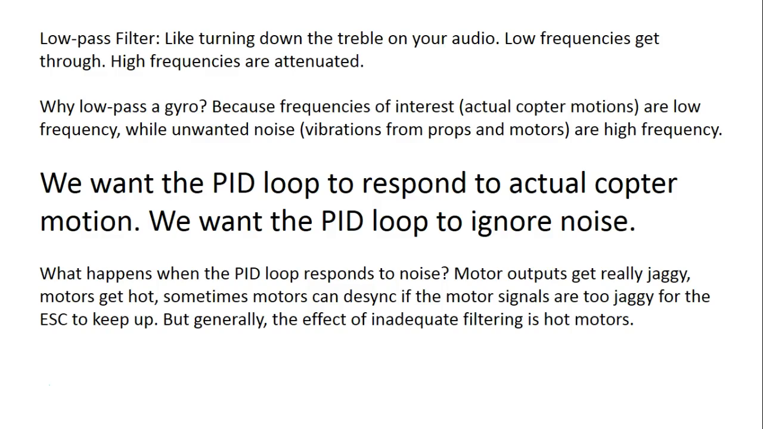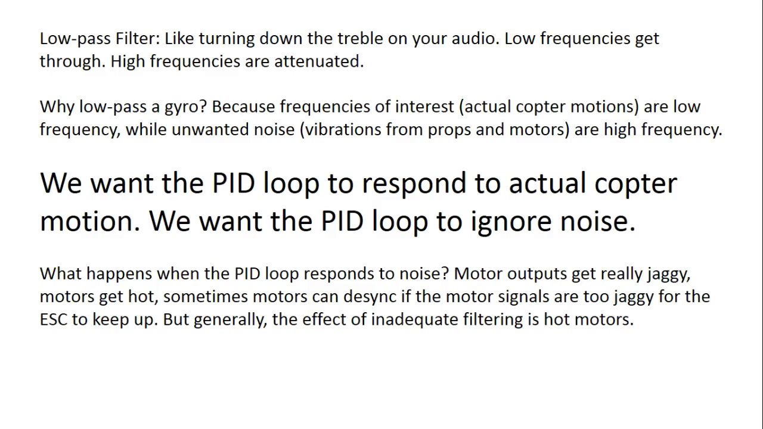Why do we do that to a gyro? We do that to a gyro because the frequencies of interest, which are the actual copter motions, are low frequency, and unwanted noise, which is vibrations from props and motors, are high frequency. And we should clarify here that the term noise is being used not just to mean audible noise, although certainly you can hear the motors and props, obviously. But what we mean is vibrations, background vibrations that we don't want. That's what it's called, noise in this domain.